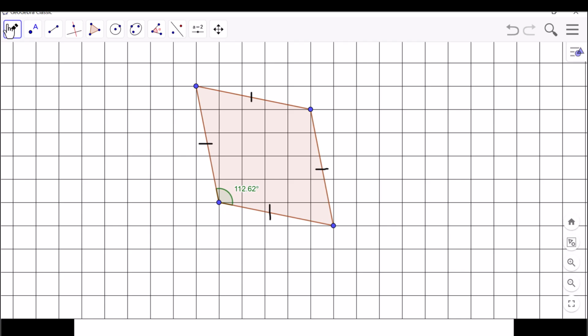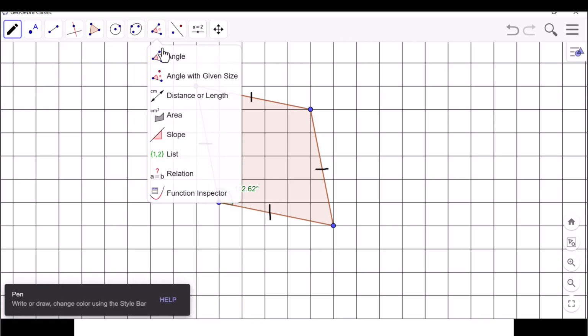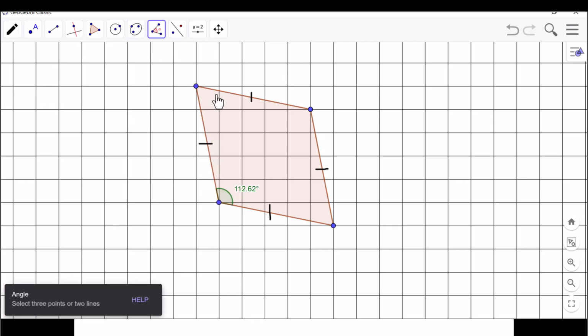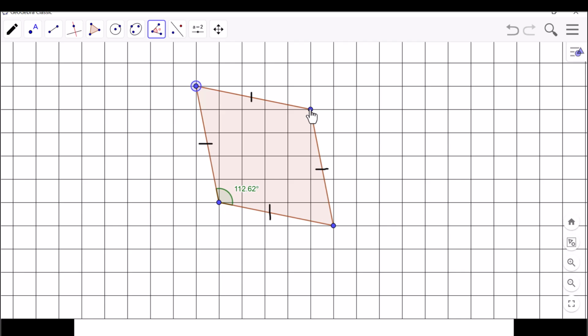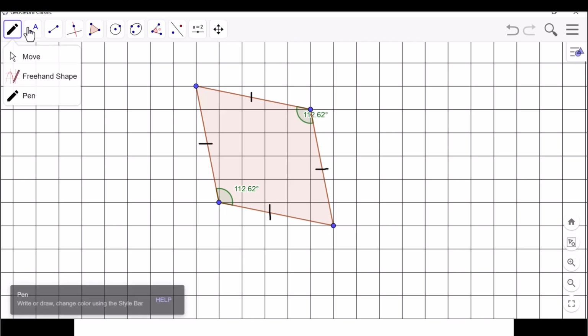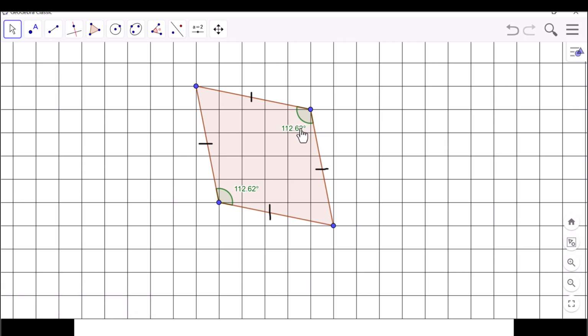So then we said opposite angles are equal. If I measure the opposite angle, which is this one, and this, you will see that it will give me the same result. So you can see they are all equal. This is 112, this is 112. They are both equal. The same thing with this angle, these opposite angles, they are all equal. So this is a rhombus.